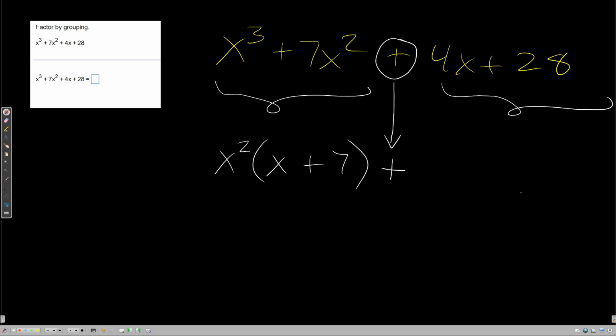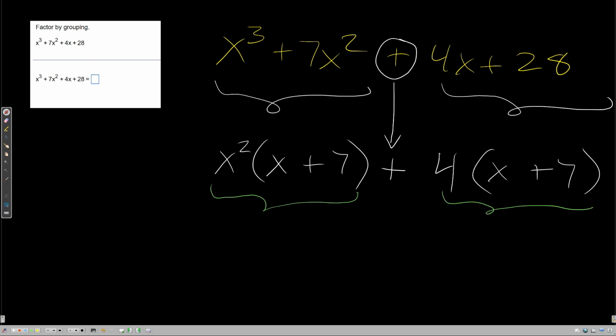And then from this second group, it must be the case that I'm left with an x plus 7 over here. So then you see that a 4 is what factors out. And then we have 2 terms, right? By grouping them as we did, and then factoring out the GCF, it consolidated these 2 terms into just one term. So I have one term here, and I have another term over here.